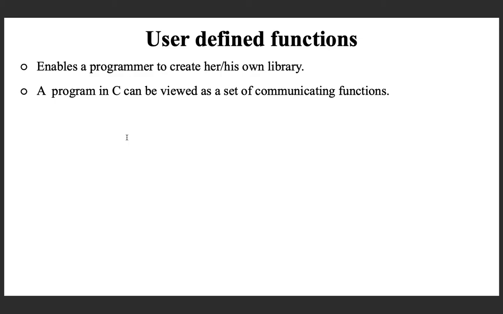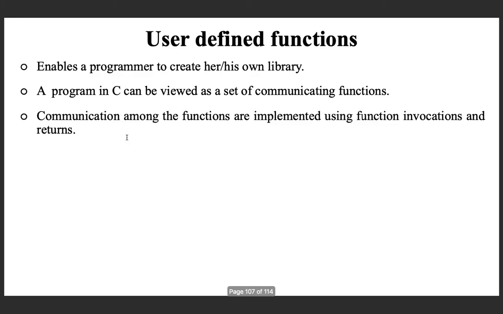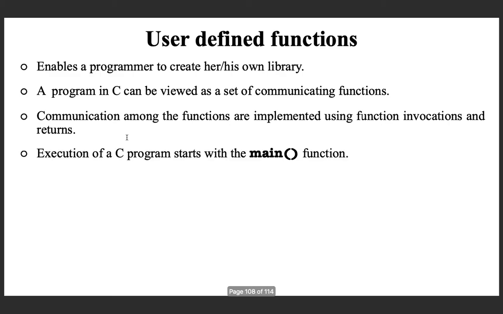And a program in C can be viewed as a set of communicating functions. The communication among the functions is implemented using function calls and returns, function invocations and returns. During function invocation, you can pass a number of arguments into the function call, and from the called function, you can only return a single value using the return statement. And the execution of every C program starts with the main function. So in every C program, there must be a unique main function.